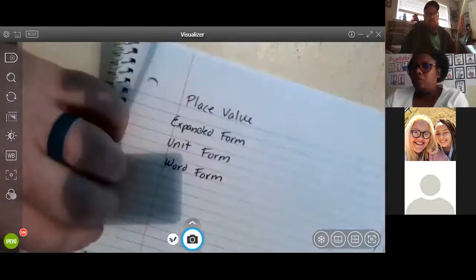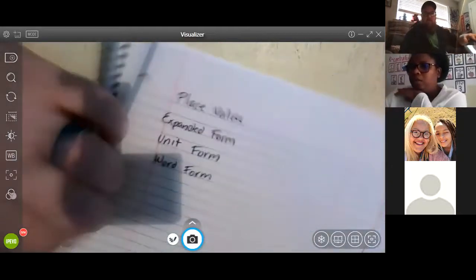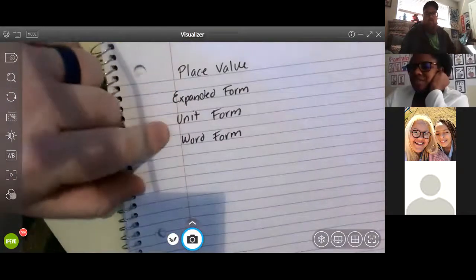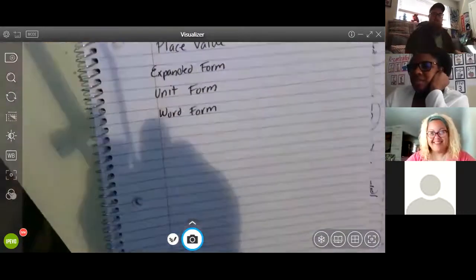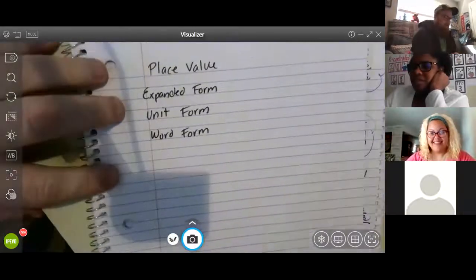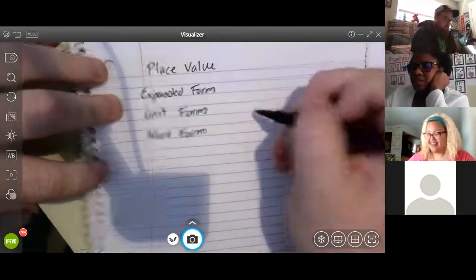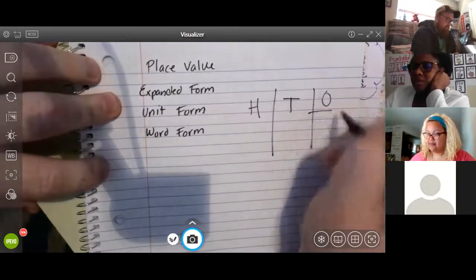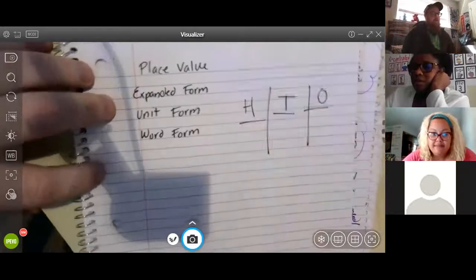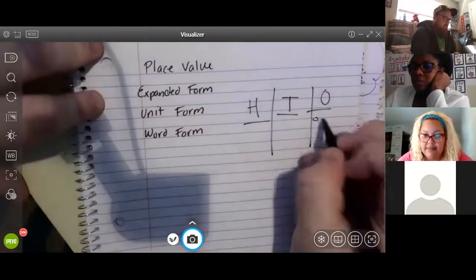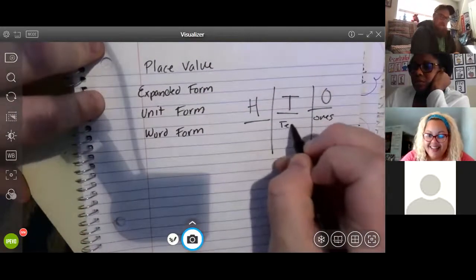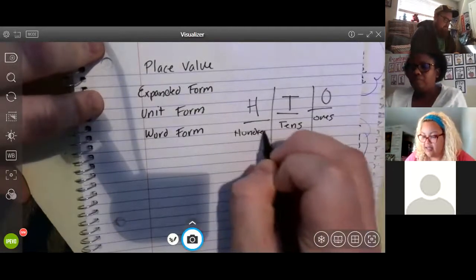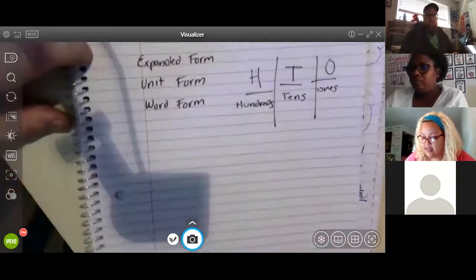As we look at our model of what we talked about today, we went over expanded form, unit form, and word form. With all this, we need to be able to see our hundredths chart. It's very important that we understand that we have our ones, we have our tens, and we have our hundreds. So let's go ahead and begin.